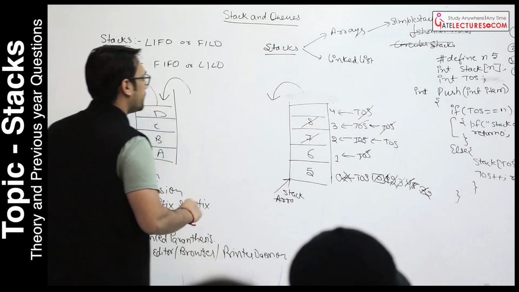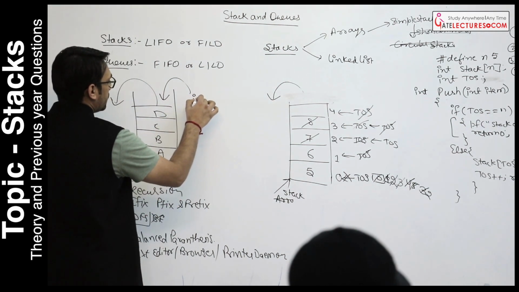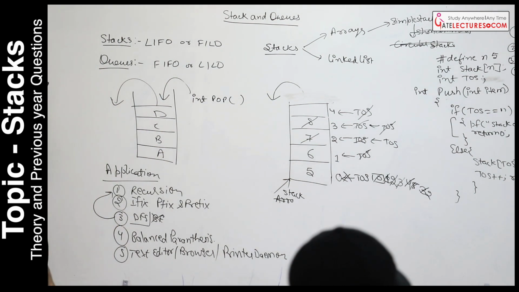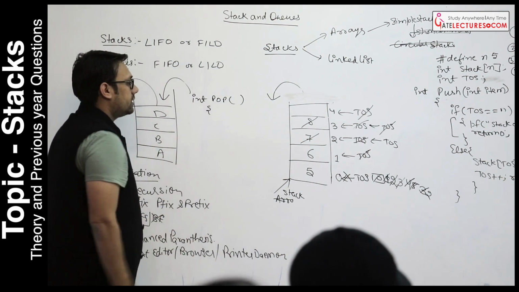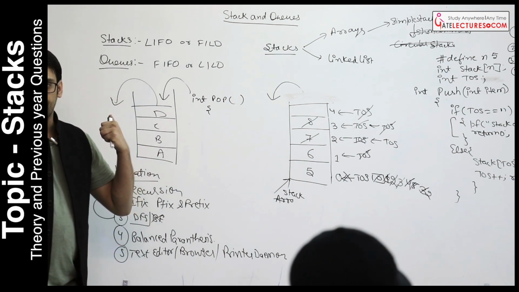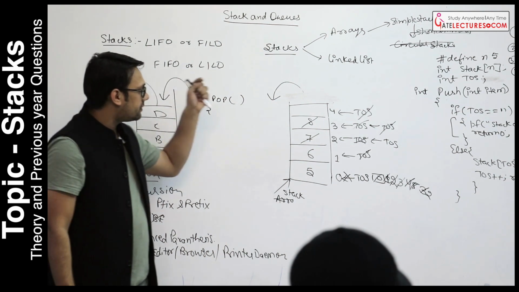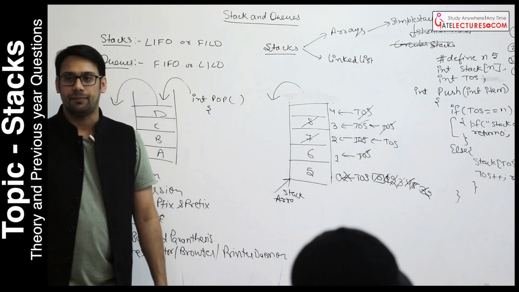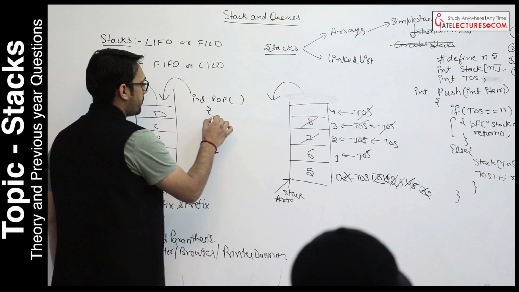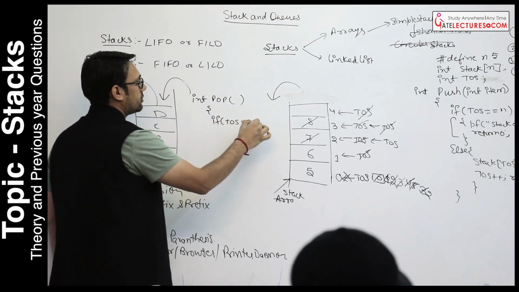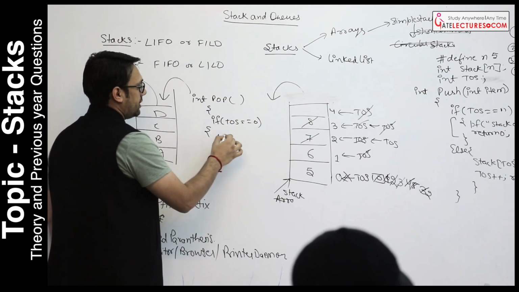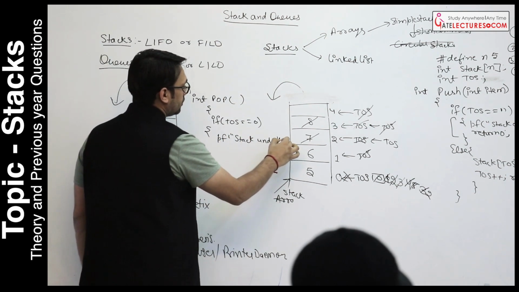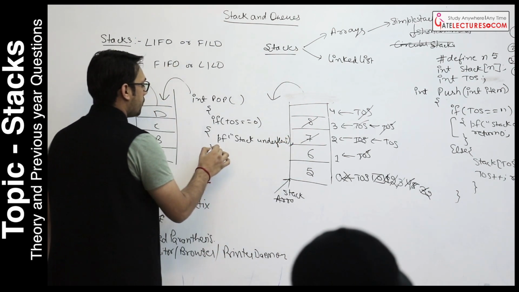Now we have to see a simple implementation of the pop function. So I'm going to say integer pop, and it is not taking any input arguments. So what is a pop function? That means you want to take something out of the stack. Now you cannot pop when the stack is empty. So if top of stack is equal to 0, then I can say printf stack underflow.